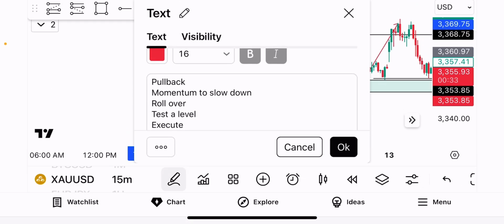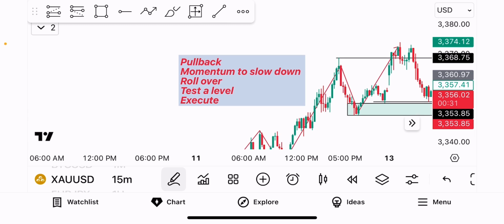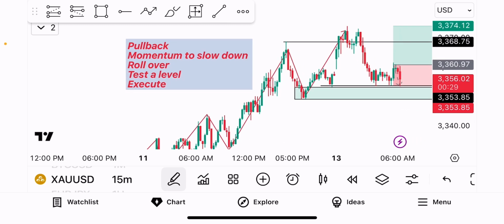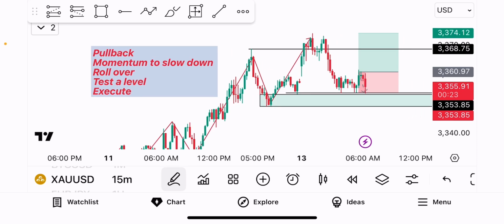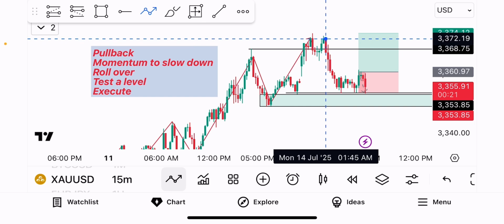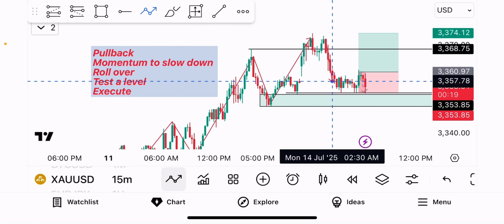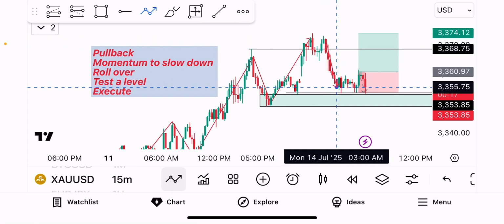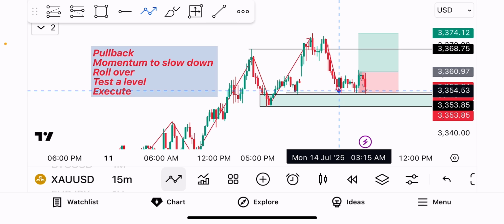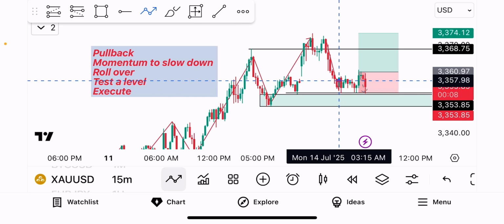So these are the things I wait for to occur in the market. All right, so now firstly we wait for pullback to occur. This is the pullback, and check the momentum speed. We see that the momentum is strongly bearish, so I wait for it to slow down, and this is when it slows down.